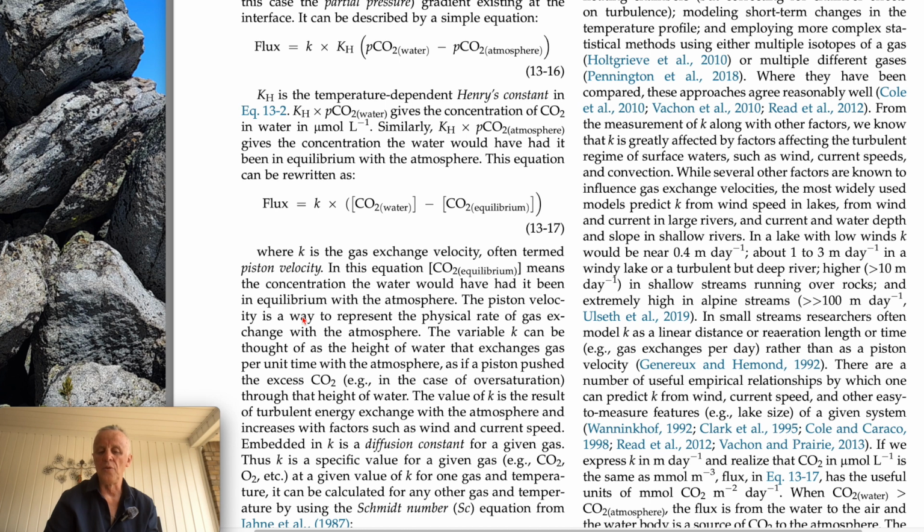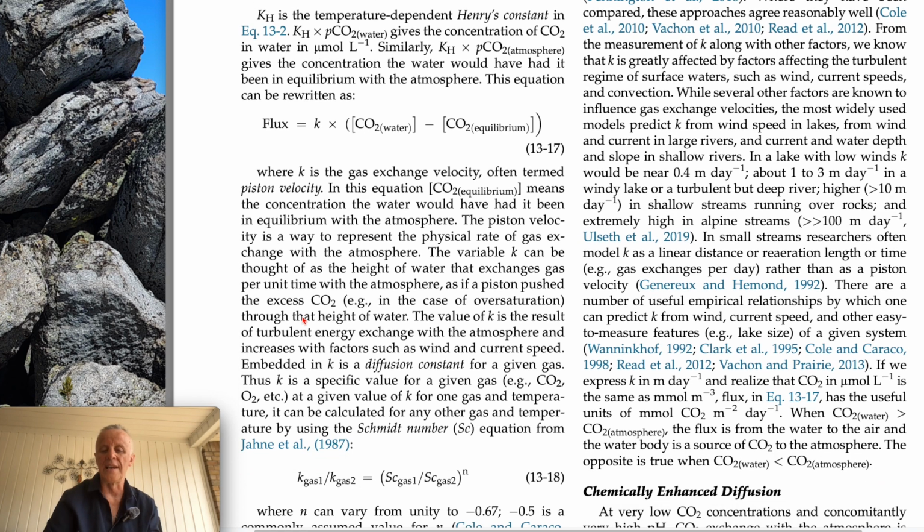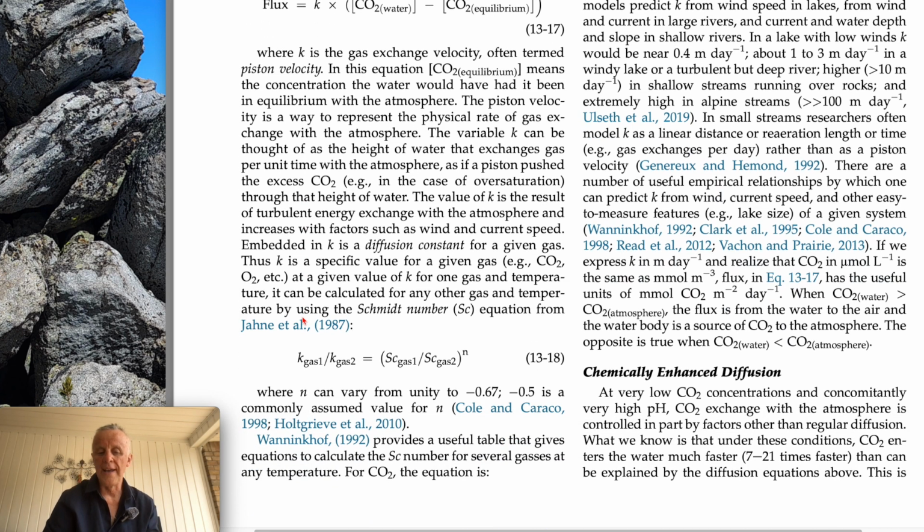At a given value of K for one gas and temperature, it can be calculated for any other gas and temperature by using the Schmidt number, SC, equation from Jähne et al. So K gas 1 divided by K gas 2 is equal to SC gas 1 divided by SC gas 2, to the power of n, where n can vary from minus 1 to minus 0.67. Minus 0.5 is a commonly assumed value for n.